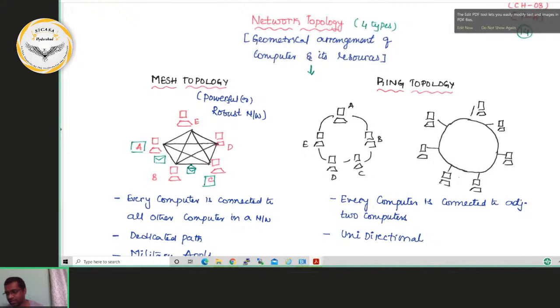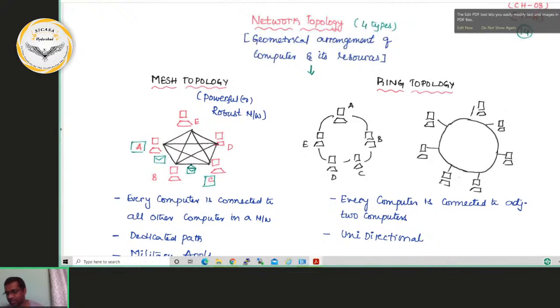Now what do you mean by ring topology? Ring topology is nothing but if you connect each computer adjacent to two computers, then it is called a ring topology. So if every computer is connected adjacent to two computers, then it is called a ring topology. And these topologies are called unidirectional. What do you mean by unidirectional? Always the data will be moving either clockwise or anti-clockwise. So that is called ring topology.